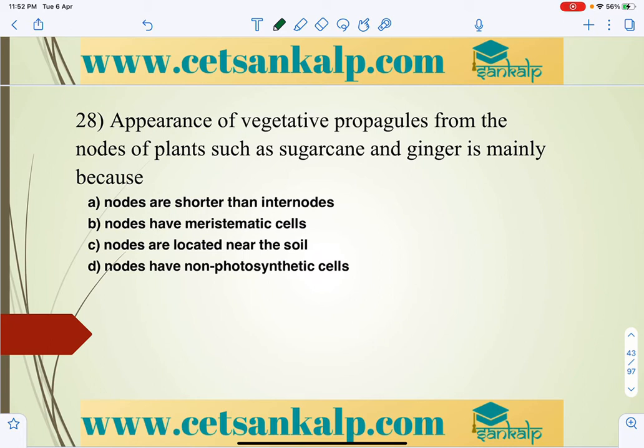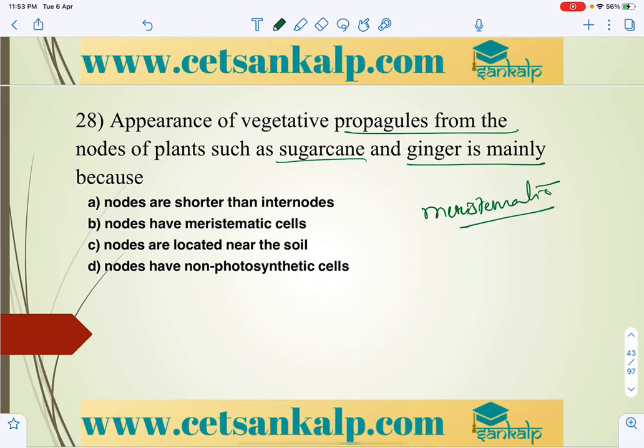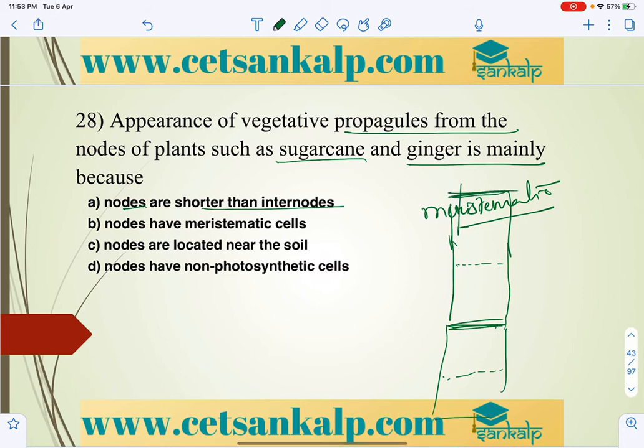Appearance of vegetative propagules from the nodes of plants such as sugarcane and ginger is mainly because of what? Generally, nodes are where meristematic tissue will be there. Nodes are shorter than the internodes? No, nodes are longer than the internodes? Here these are the nodes, and the internodes are shorter than the nodes. If you consider nodes, here we can get one more node. So nodes being longer than the internodes is wrong.